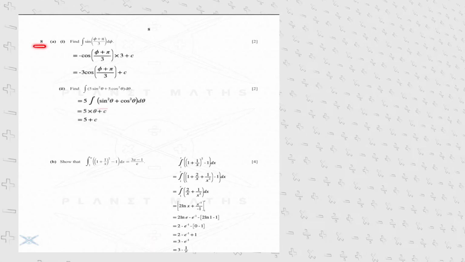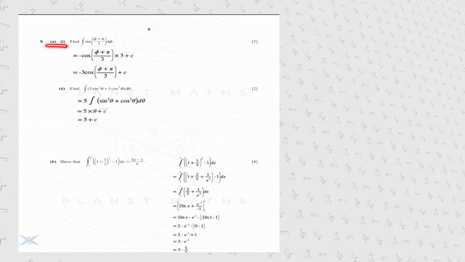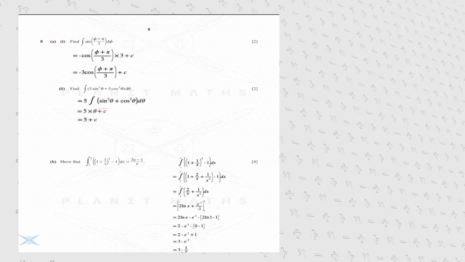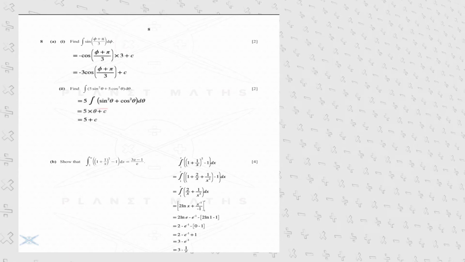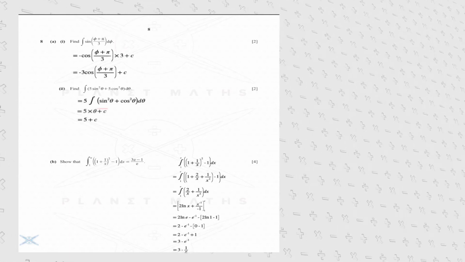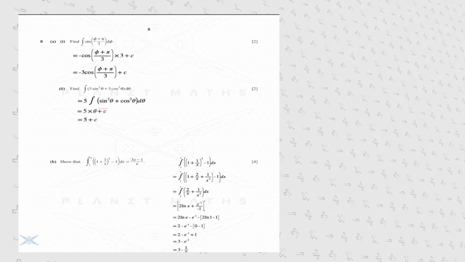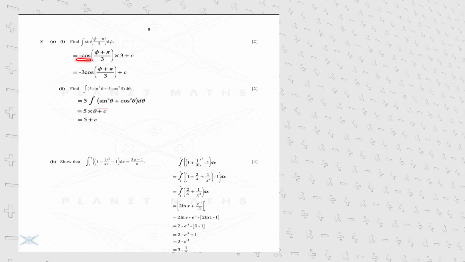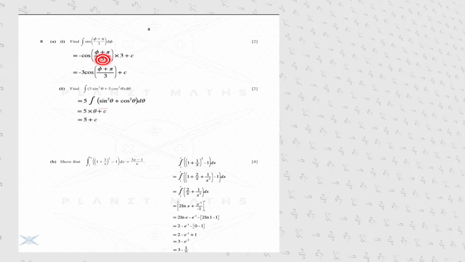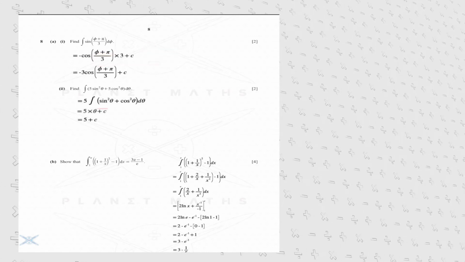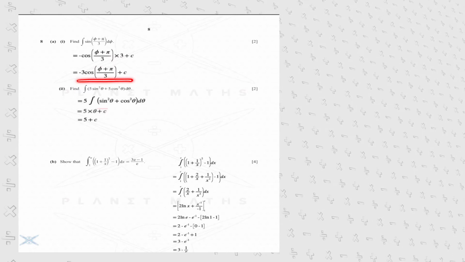Next, on to exercise 8. In the first part of part A we are supposed to find the integral of the expression sine of (phi plus pi) over 3. For the integration, we will need a combination of the integral for sine and the chain rule. The integral of sine is negative cosine, and to counter the 3 in the denominator, we will multiply the expression by 3, since 3 over 3 equals 1. After consolidation, this expression represents the integral.